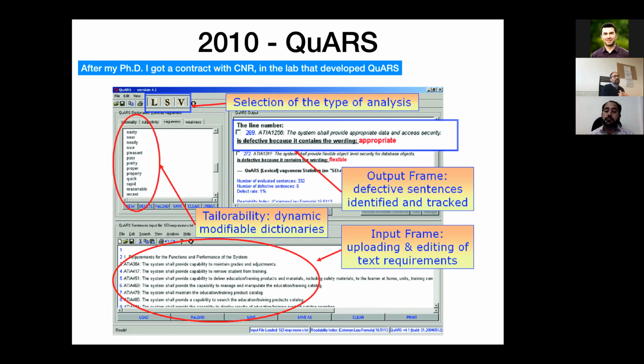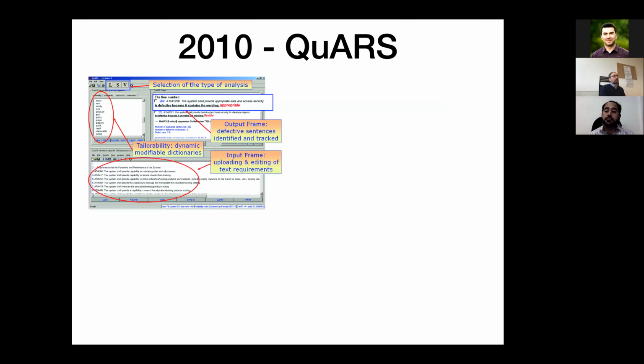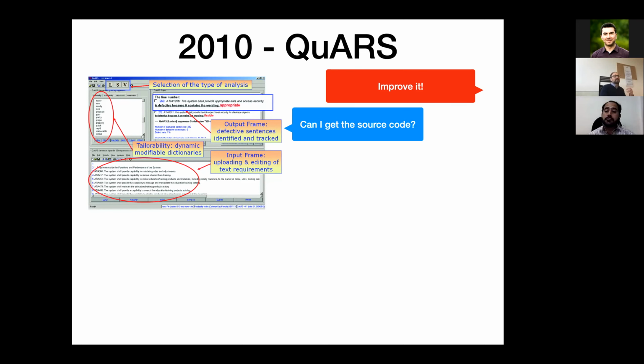That was the lab that developed Quartz. Quartz, if you don't know what it is, is basically a tool for defect detection in requirements, and it appears like that. This is the interface. You see that it's quite old-fashioned as an interface, and I was basically asked to improve this tool. So I came to CNR and they asked me, okay, improve this tool, make it better, make it more modern, let's say. And I asked, okay, can I get the source code?